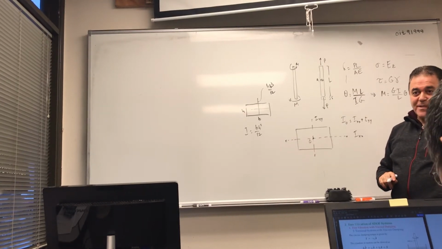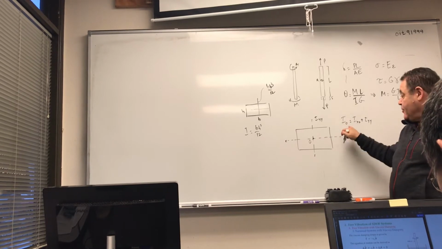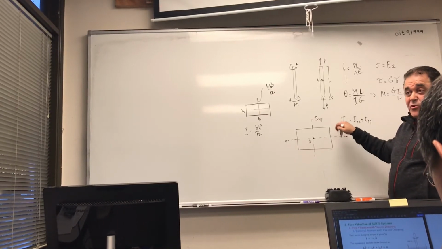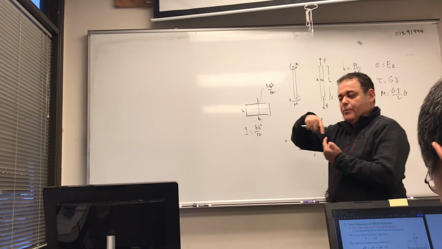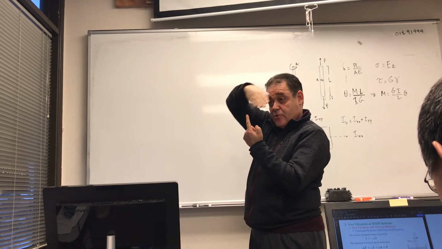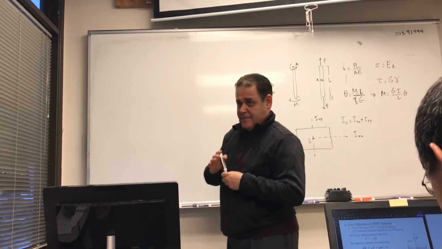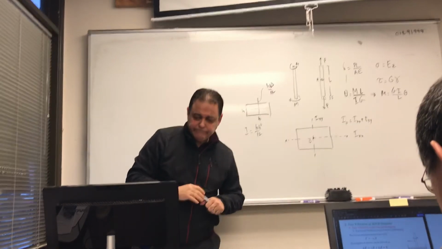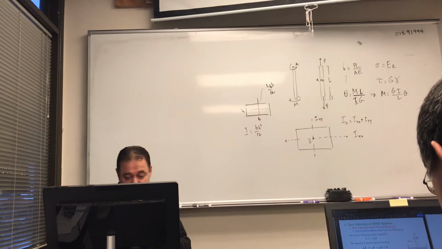This is the polar moment of inertia, because you are doing it with respect to a point, whereas the other ones you are doing with respect to an axis. That's the key difference. Alright, getting back to this simple way.